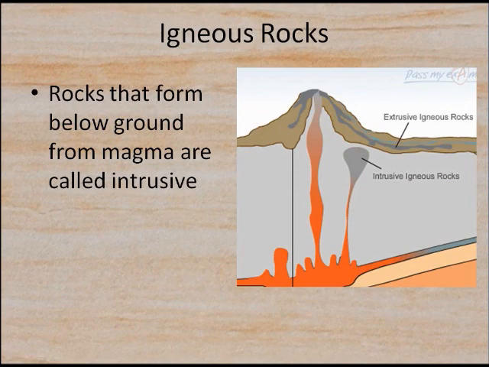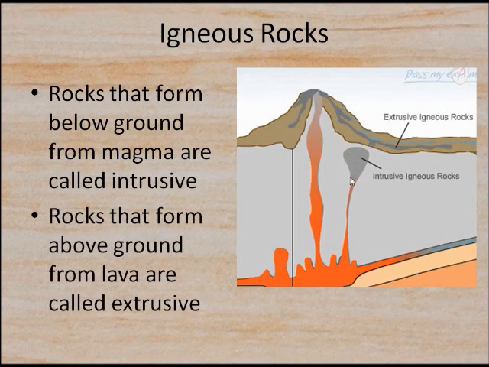Now, rocks that form below the ground from magma are called intrusive igneous rocks. Intrusive are inside the earth. So that's one easy way to remember it. Inside the earth, they're intrusive. And because they're inside the earth, then they're formed from magma.